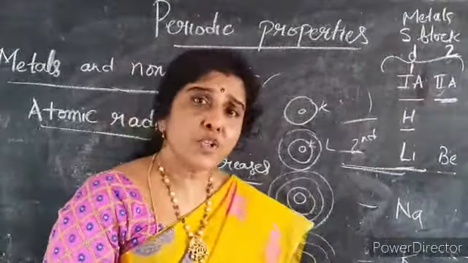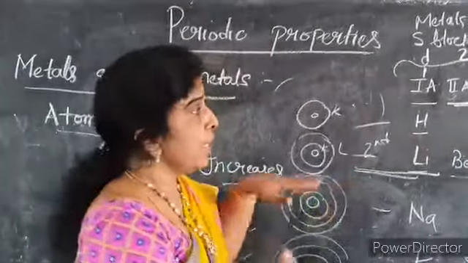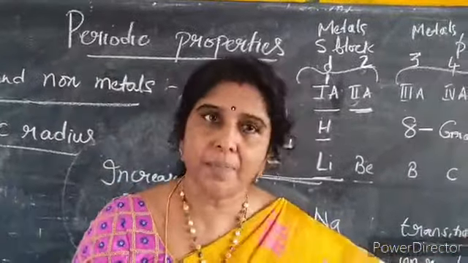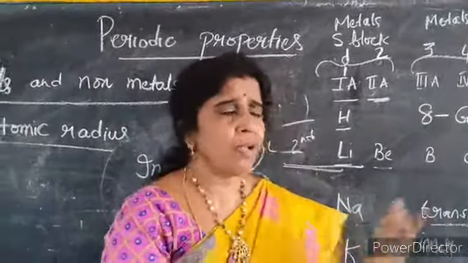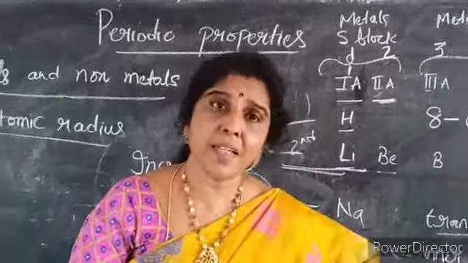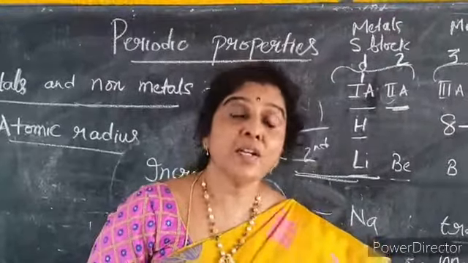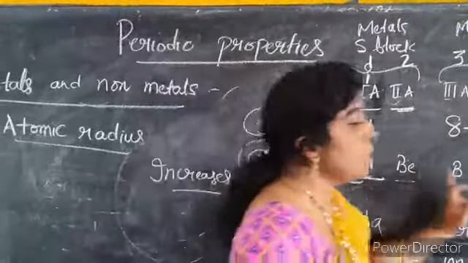So, what do we assume? In the entire period, the size of the atom should not change. It must remain the same, because there are only two shells for all the atoms. Why will the size increase? But it is not so. So, what is happening to the size of the atom in a period?